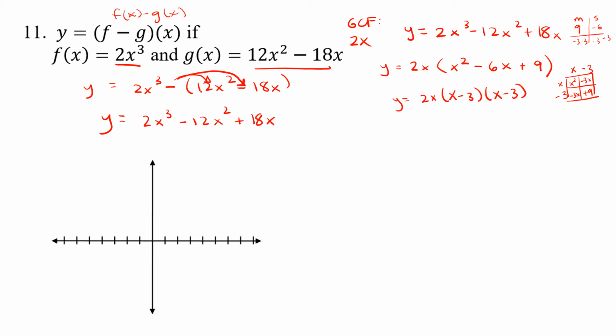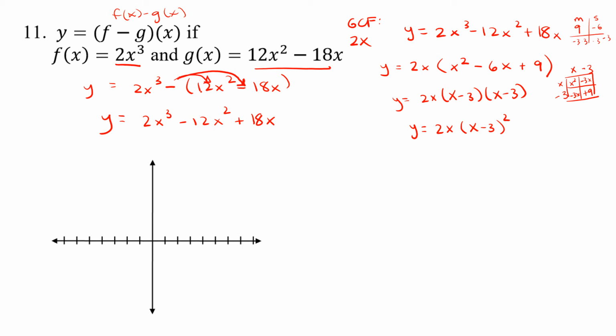Now we can go a little bit further here. We can make this a little more simplified by combining those x minus 3's. We can say that's just x minus 3 to the second power, and now that's everything that we need. It's completely factored. We should be able to graph that.